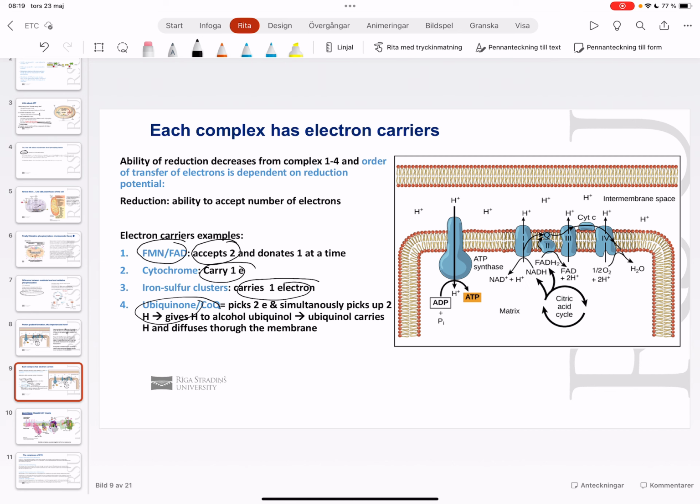But as the electron transport chain, we will go here from complex 1 to complex 4. Complex 1 will have a higher ability of accepting electrons, because it will have these electron carriers that will accept more electrons. So for example, in complex 1, you will have FMN electron carriers. And that is called the reduction potential. So reduction potential will be high from complex 1, and it will be less as you go to complex 4.